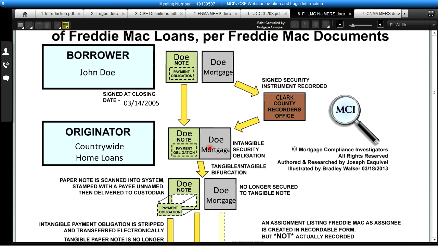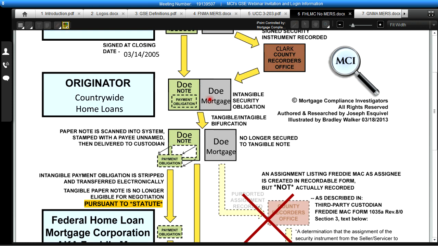However, within 24 to 48 hours of coming to Countrywide Home Loans, the paper note is scanned to the system, stamped with a payee unnamed, and then delivered to the custodian, along with the mortgage and all the documents. At that time, the security instrument is no longer secured to the tangible note because the payment obligation has been stripped out, sold, and transferred electronically, in this case to Federal Home Loan Mortgage Corporation.